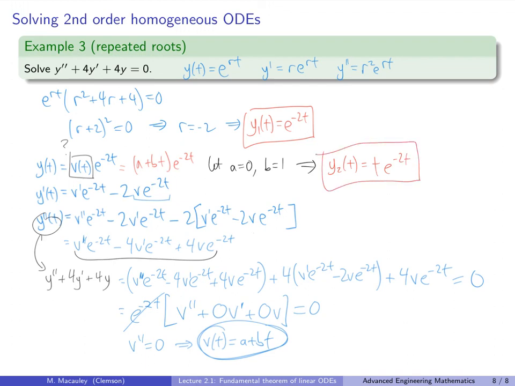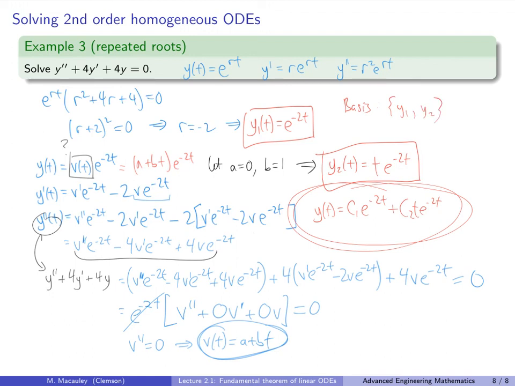Now we have two solutions, and hence we have a basis. So the general solution is of the form y of t is c1 e to the minus 2t plus c2 t e to the minus 2t. There is our general solution, and so a basis consists of y1 and y2, which are given as e to the negative 2t and t e to the negative 2t.